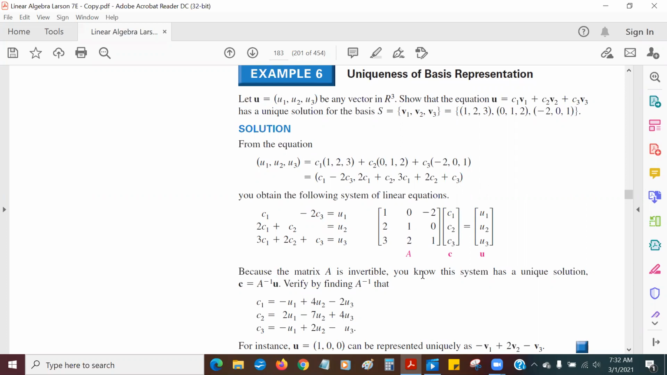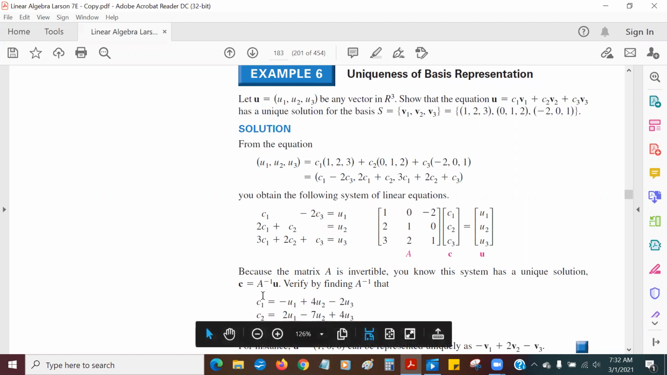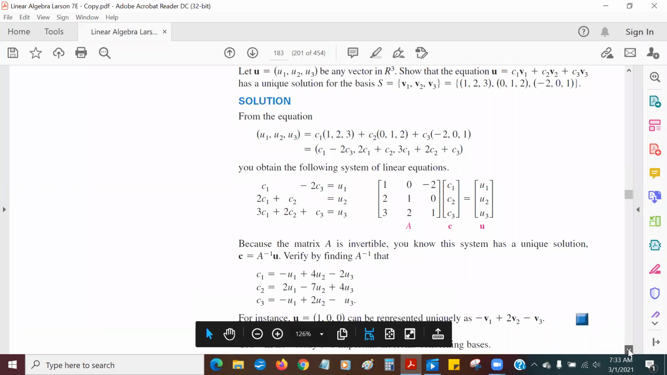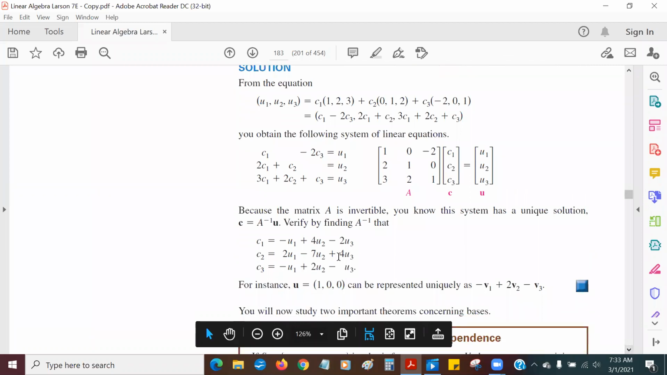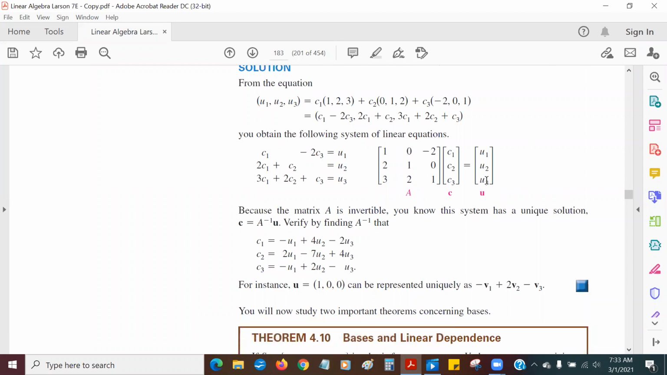Because this is invertible, we know that this system has to have a unique solution. And the unique solution will be C equals A inverse times U, like we've done many times. We can verify by finding A inverse and multiplying A inverse times the constant vector U, and we're going to wind up getting C1 equal to negative U1 plus 4U2 minus 2U3, all the way down the line. But basically, these are just different numbers, different scalars.